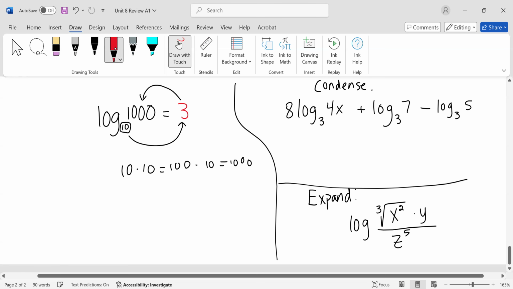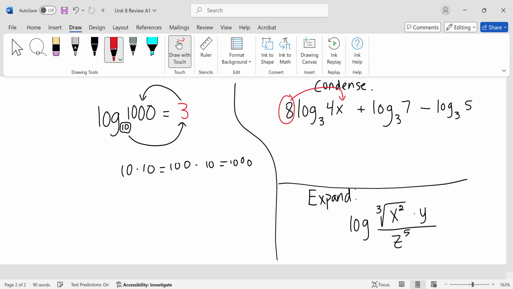Try those two. All right, so what you should have gotten: I know that I can bring this as an exponent, so I'm going to put it up here. That's using the power property. I moved the 8 to the top. There you go. Now I'm going to use the product property and multiply these two. So I'm going to make it 1 log with the same base, and I'm going to multiply the insides. So this will be 4 times 7 is 28, and then I have x to the power of 8. And I'll bring down the minus log base 3 of 5.